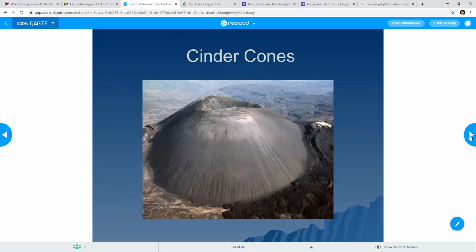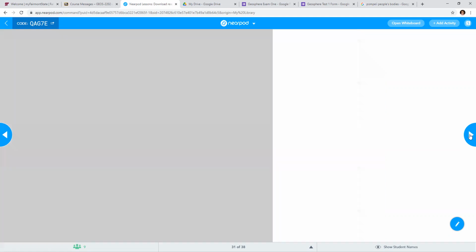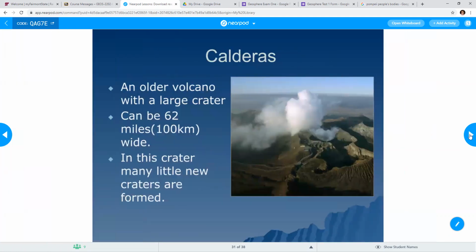And what do you think they eject out of them? Cinders. Remember, in geology, we're not that creative. So a cinder cone usually ejects cinders, some lava.